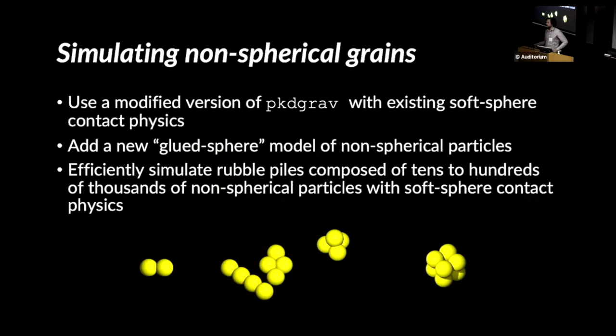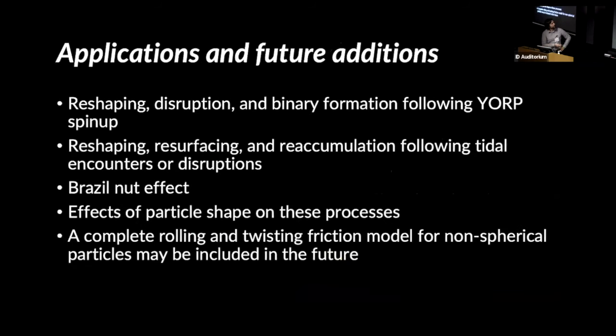And the upside is that you can now get this physics with tens to hundreds of thousands of particles, as opposed to, say, a few thousand, which is what has mostly been done so far. And then as far as applications, the ones we have started with so far, although you can imagine many, are, say, Yorp spin-up, tidal encounters, Brazil nut effect. We have different particles, sort of bigger things percolating to the top of rubble piles. And in the future, we'd like to add rolling and twisting friction as well.